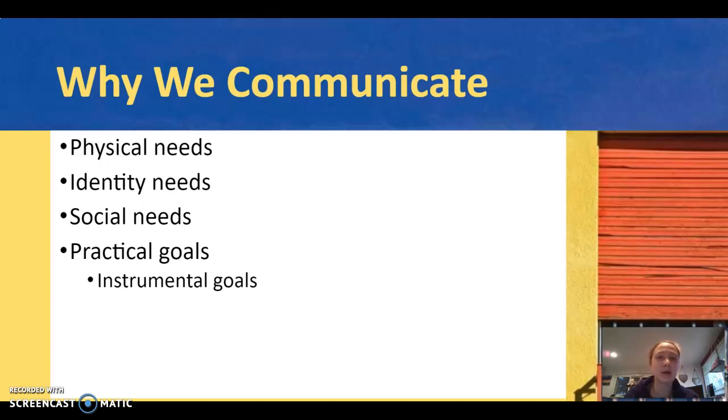So that's why when people are filling out resumes, a lot of employers look for the ability to communicate well with others. Because if you don't communicate well with others, you're not going to be able to form relationships that either further the company or further business relations. So practical goals.